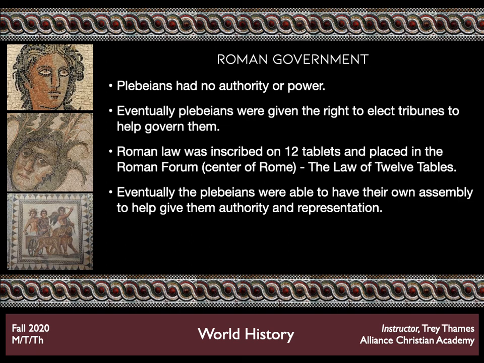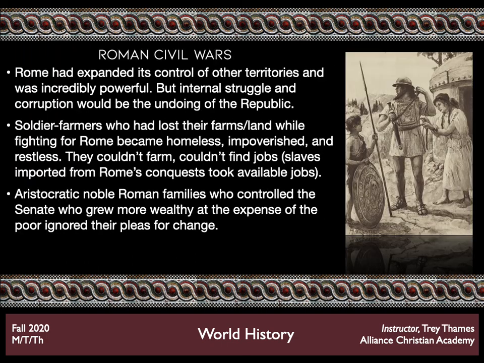Important enough here, Roman law is going to be inscribed on 12 tablets and placed in the Roman Forum, which is the center of Rome. And the law is called the Law of 12 Tables. This was really important because when laws are written down and publicly displayed, it's hard for those who are in control to do things that are illegal and infringe upon the rights of the people. And so this was a big step forward to have these laws published like this. Eventually, plebeians were able to have their own assembly that gave them more authority and representation. But this is going to be a constant point of contention between the patricians and the plebeians.